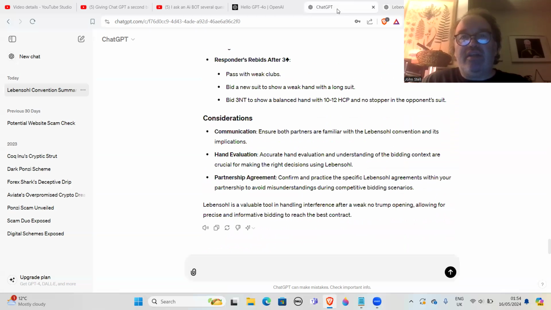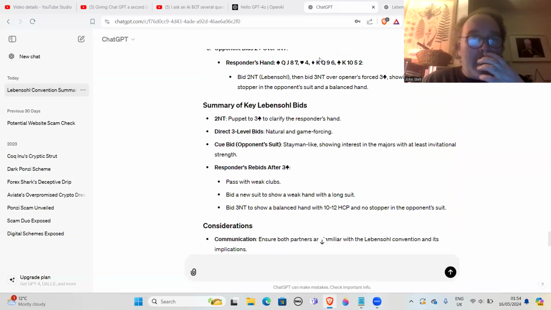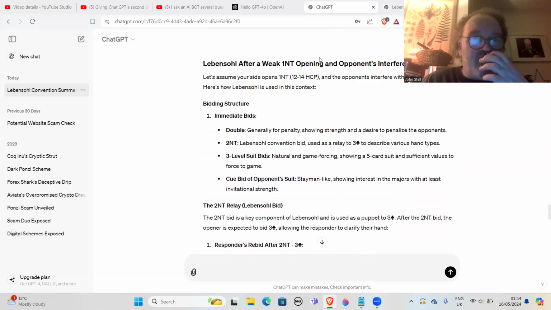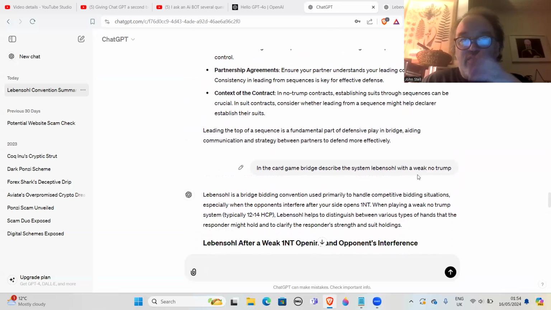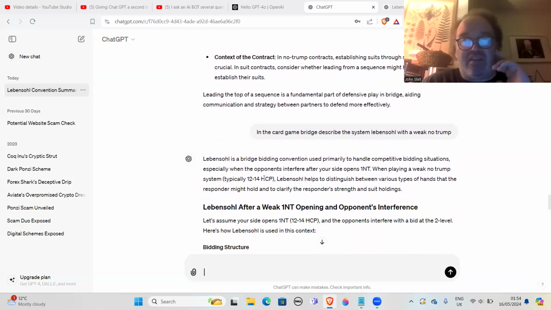Let's have a look at the ChatGPT lebensohl version then for a weak no trump. So I asked it, in the card game bridge, describe the system lebensohl with a weak no trump. Let's see if it even considers it.